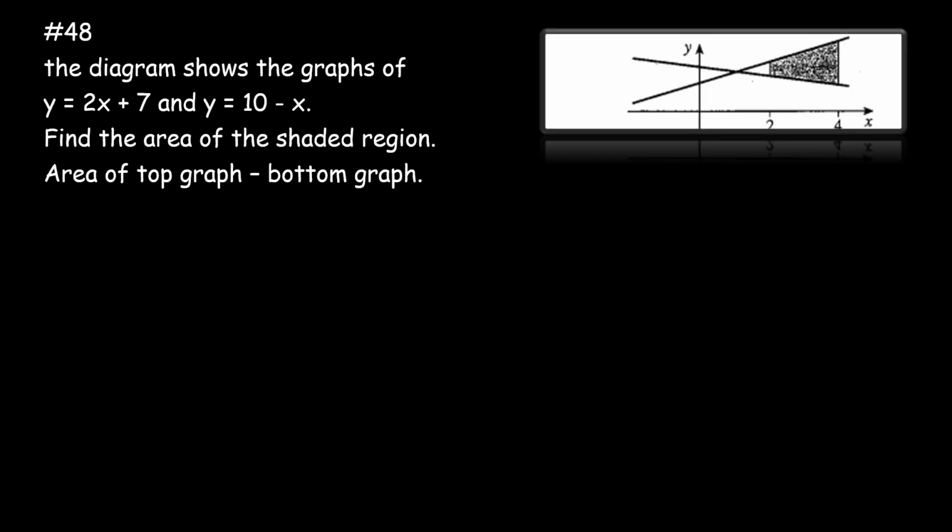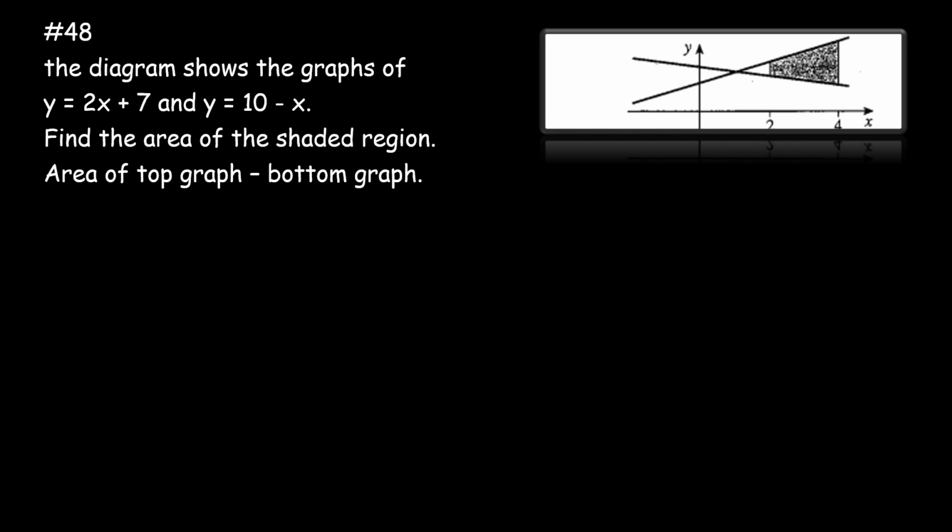Question 48. The diagram shows the graphs of y equal to 2x plus 7 and y equal to 10 minus x. Find the area of the shaded region. So here we have two straight lines. We need to take the area of the top graph minus the area of the bottom graph. So we need to determine which is which. The top graph has positive gradient, right? So if we look at the two equations given to us, y equal to 2x plus 7 is the one with the positive gradient, and the negative gradient is the one with 10 minus x.